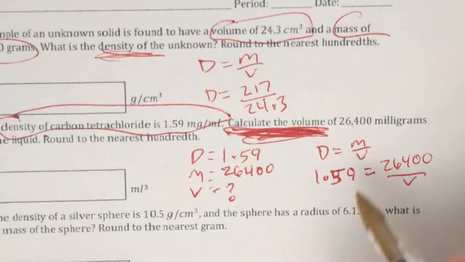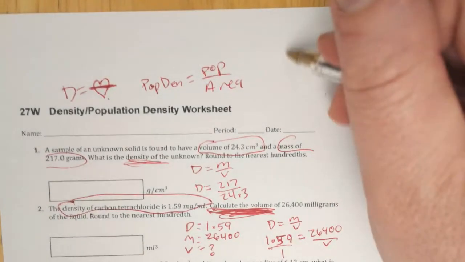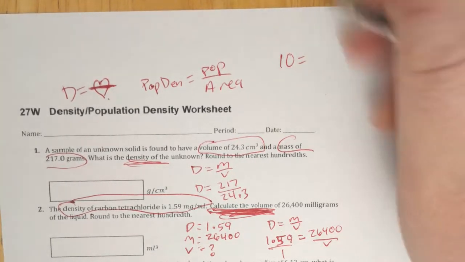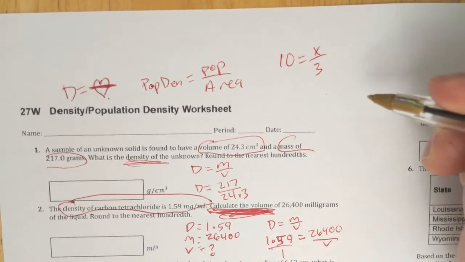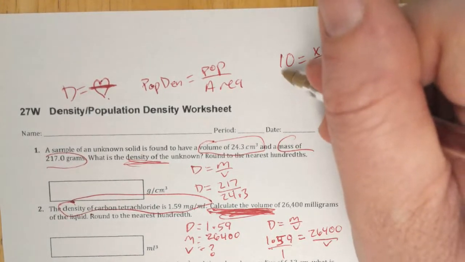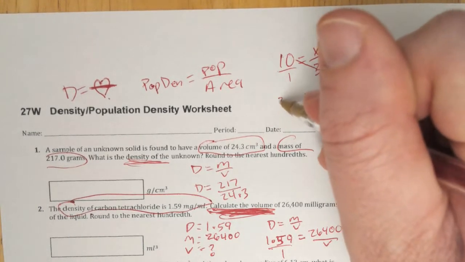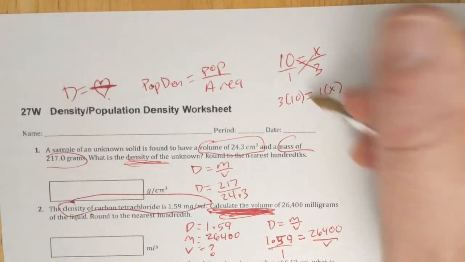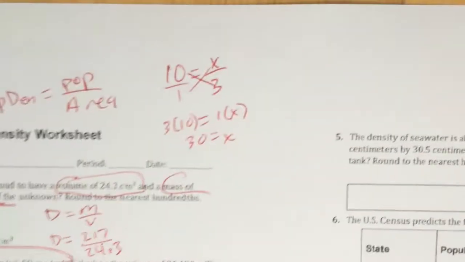Now, you put this over 1, and now you can cross product. Now, how do you cross product on this? So let's say, I'm just making that stuff up here. Let's say you had 10 is equal to x over 3. You would put this over 1 and then cross product. So the equal sign stays in the middle. These two go together, so that's 3 times 10. And these two go together, that's 1 times x. So that'd be 30 equals x, right? So that's pretty simple. So that's a good example on that one.